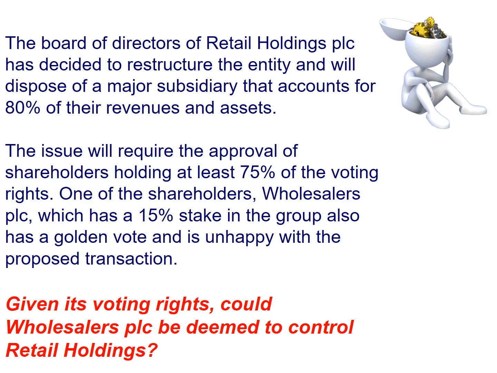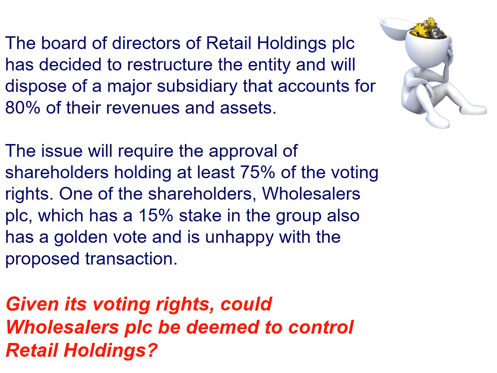Now, for purposes of this example, assume that the golden vote is a blocking vote. They can block certain decisions that they feel aggrieved or unhappy about, and therefore that decision cannot go through if they exercise the golden vote. Now, under the circumstances, the question that's asked is, would wholesalers, having regard to the fact that they've got this 15% stake as well as this golden vote, would we then say that wholesalers has control over Retail Holdings?